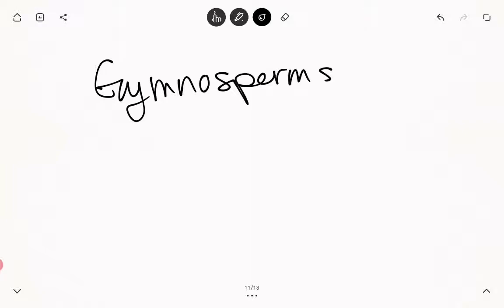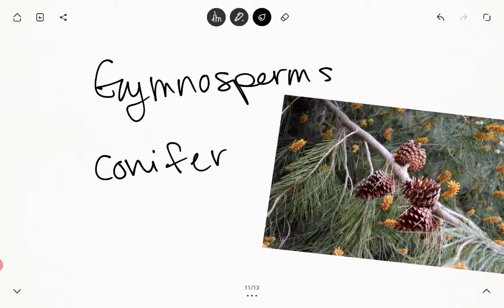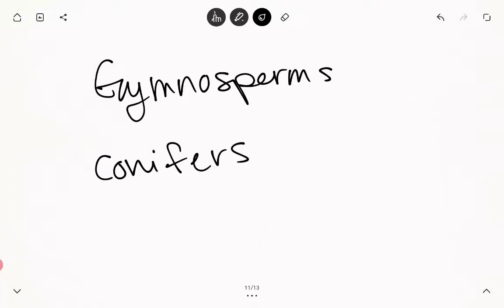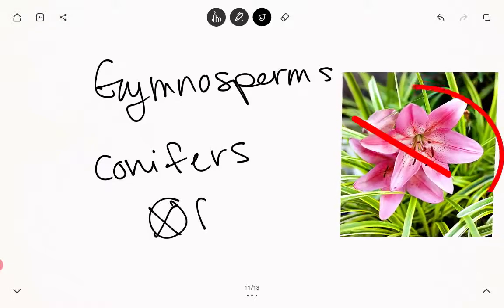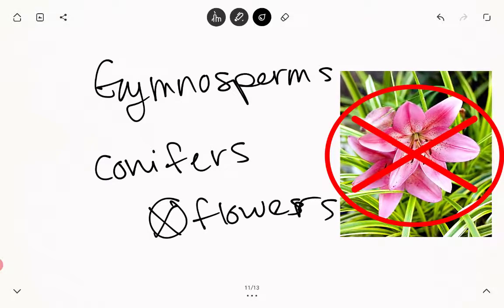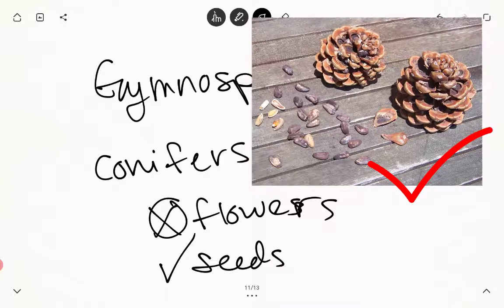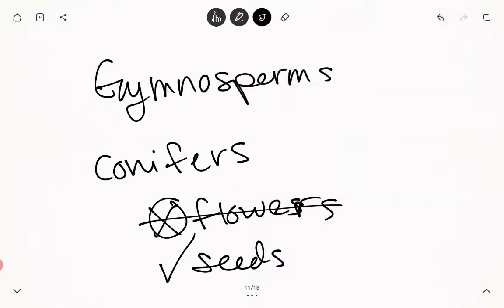All right, so now let's go through our life cycle of gymnosperms. The most common members of this group are the conifers, the cone-bearing plants. We still do not have flowers, but we do have seeds. But why is that important?